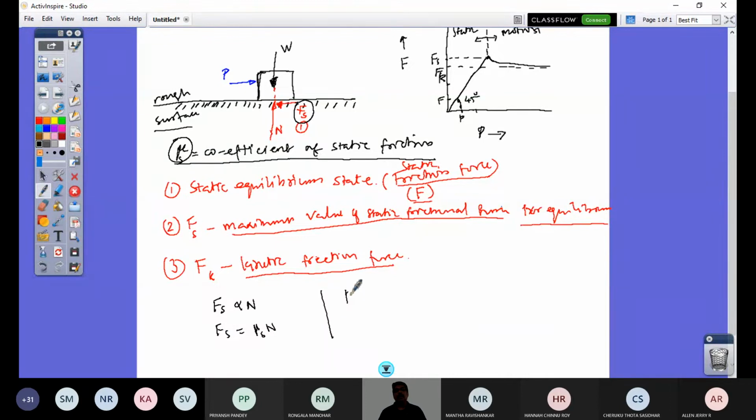And similarly, Fk, as we have observed, is also proportional to the normal that's available, and that will be equal to mu k times N. So in this, you see mu k is smaller than mu s, because N is the same in both the cases. So N does not change. The weight does not change as it is accelerating, because it's a rigid body, right? So any doubt? Anybody has any doubt?